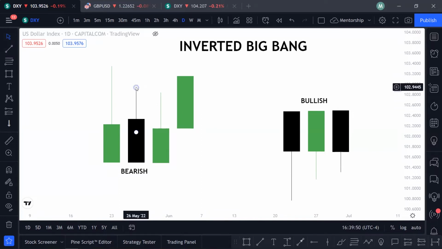Once we trade above this high and this one, I'm looking for opportunities to do what? To go short.